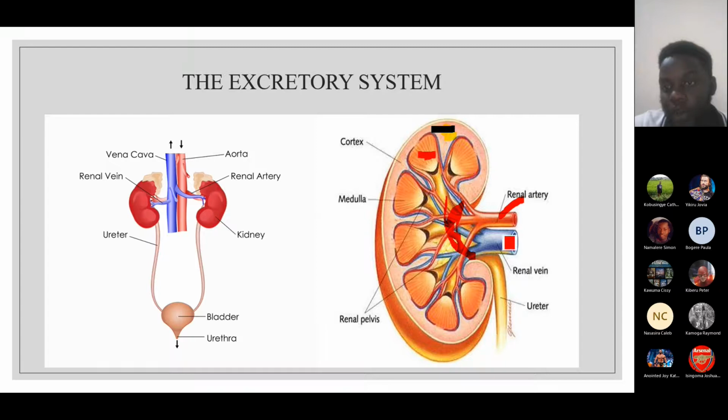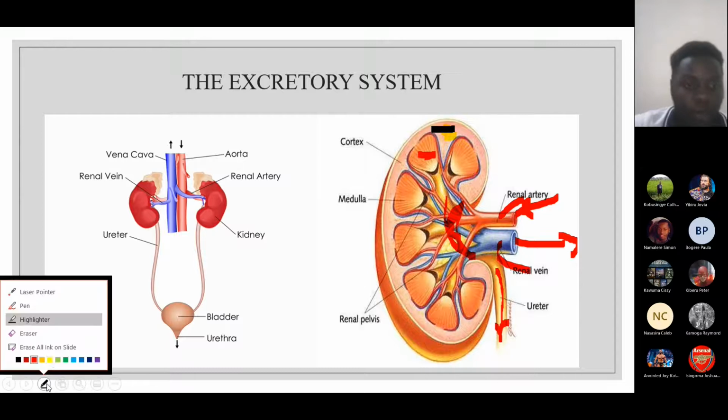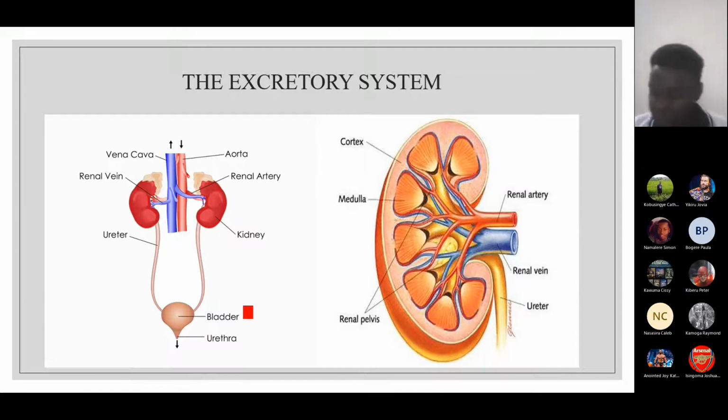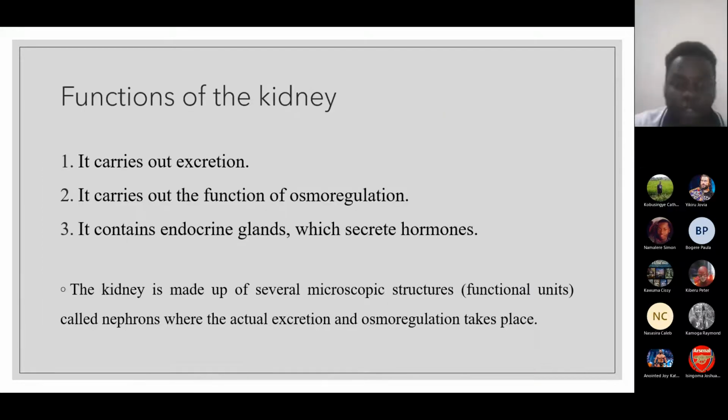Then we have the renal artery and the renal vein. The renal vein carries blood away. The renal artery brings blood to the kidney. Then the ureter takes away urine that has been filtered from the blood. We talked about that last time. I talked about the functions of the kidney to carry out excretion, osmoregulation, and endocrine glands which secrete hormones.